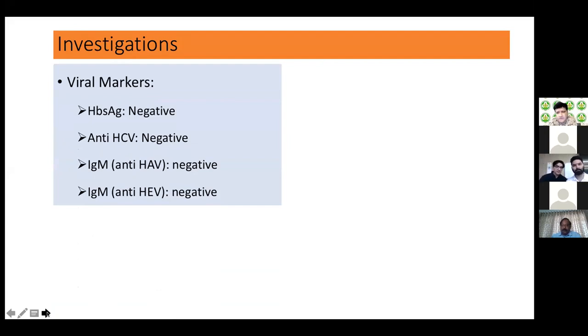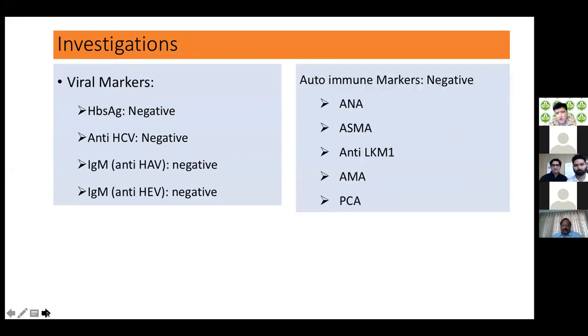Okay, sir, if all the viral markers are negative, I think the next I would like to have is autoimmune markers. So all autoimmune markers, again ANA, SMA, anti-LKM1, AMA, and PCA, which we do as a panel in PGI, were all negative. So what do you want now?